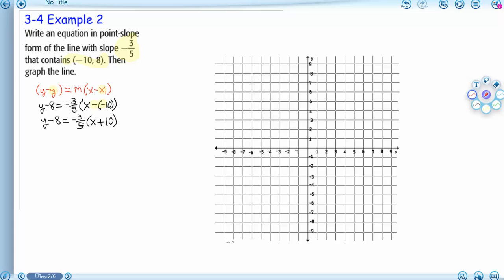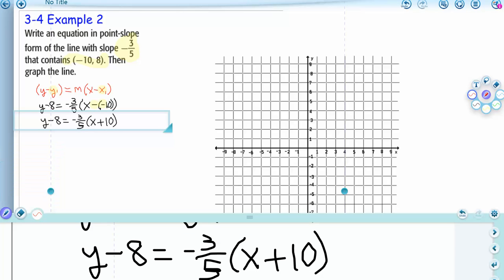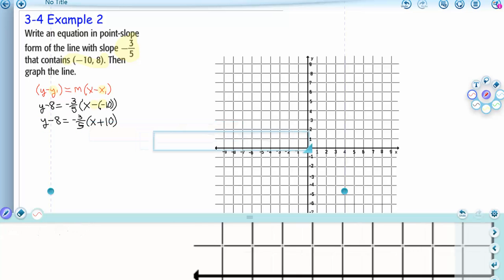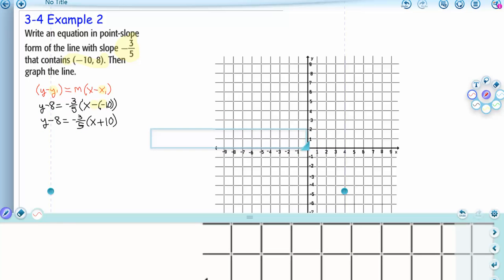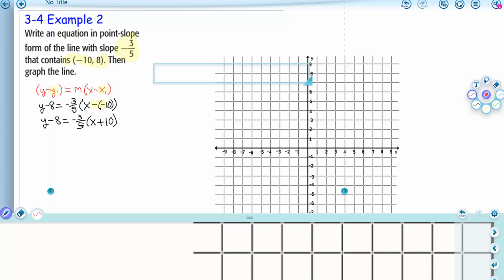But first let's take a look at where my first point is. The point I'm given is (-10, 8). So what I want to do is graph (-10, 8). That means counting from the origin, I go left 10 and up 8. That's going to put me right about here. Now from there, I want to count out slope.